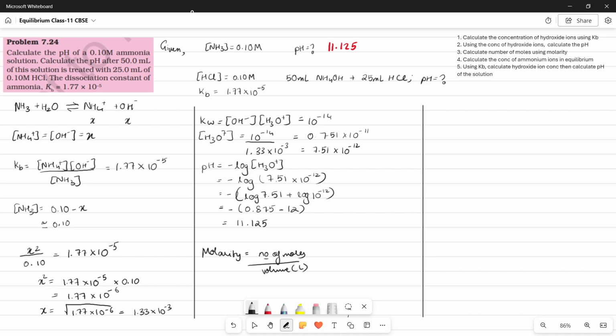So first of all, the number of moles of HCl in 25 ml of the 0.1 molar concentration. And we know the conditions. Since we're calculating the number of moles, it'll be molarity into the volume, right? So molarity over here is 0.10 into the volume. The volume of the solution is 25 ml, which in liters is going to be 25 divided by 1000.